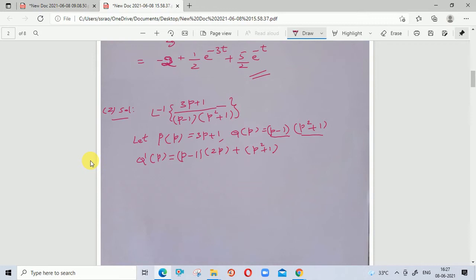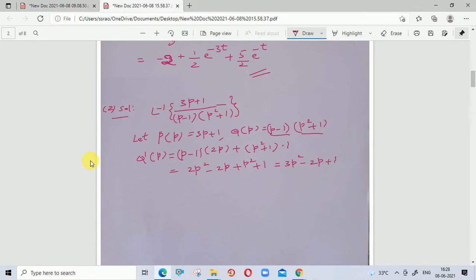So that is equal to 2p square minus 2p plus p square plus 1. So that is equal to 2p square, p square is there, so 3p square minus 2p plus 1. This is Q dash of p.